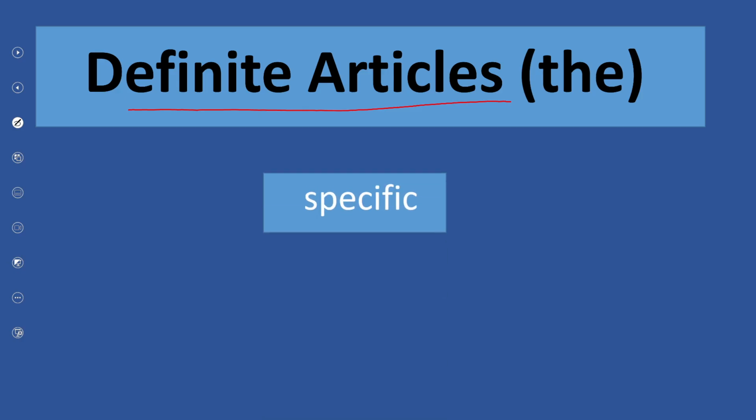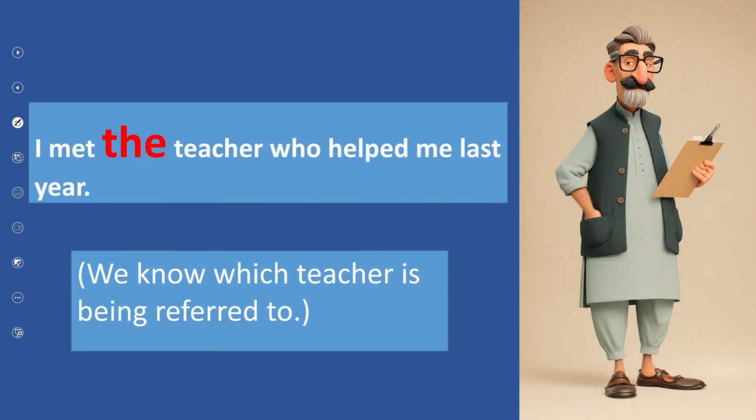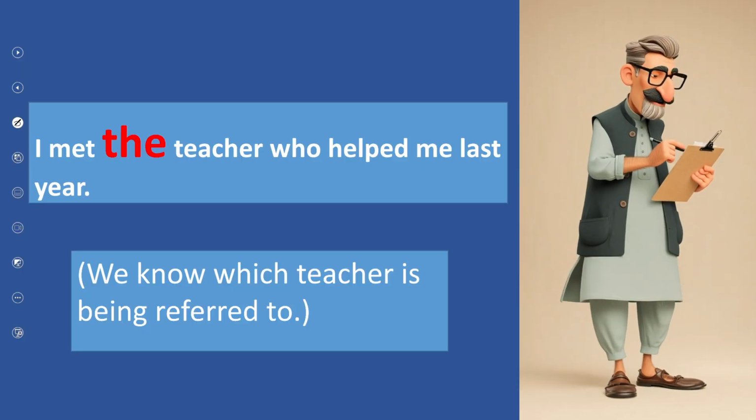Now, what is the? The is definite article. So, there are again few rules where we use the. We use the with special things. We use the when both speaker and listener know about that object and when there is only one of something. Got it?